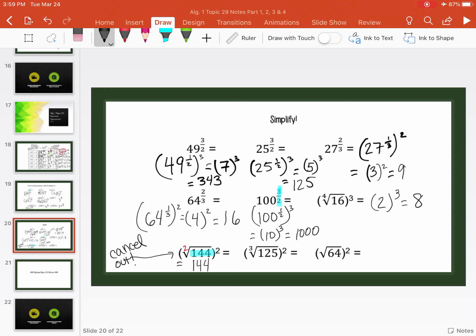Almost done. Cube root of 125 squared. So this is the same thing. Cube root of 125 is 5. 5 squared is 25. Last but not least, the square root of 64 squared. Very similar to before. This is the 2nd root of 64 squared. They cancel out. So we're just left with 64. So here they also cancel out.